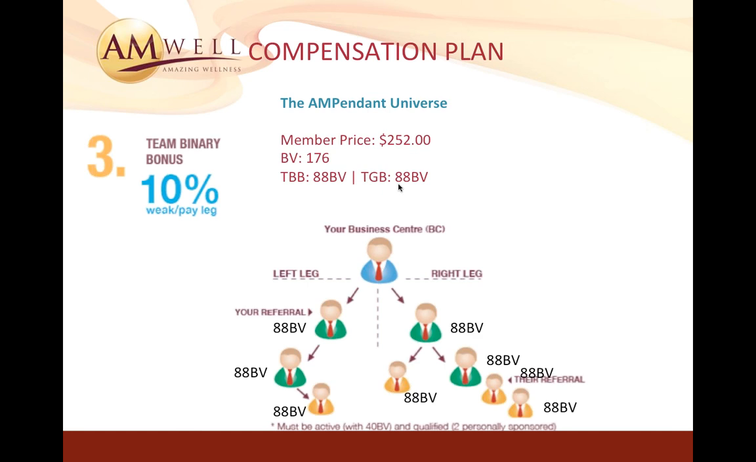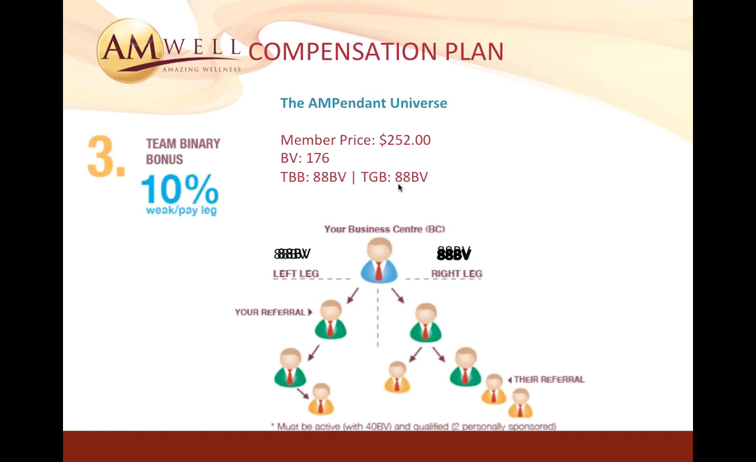So let's say, and it's just for simplicity, let's say everyone on this graph all purchased the Independent Universe. So all of these would have 88 BV on every spot. You'll see on the left, there's 1, 2, 3. There's 2 directly enrolled by you, and one of your second generation. On your right, there's 1, 2, 3, 4, 5. All of them bought the same thing, so it's all 88 BV for simplicity.